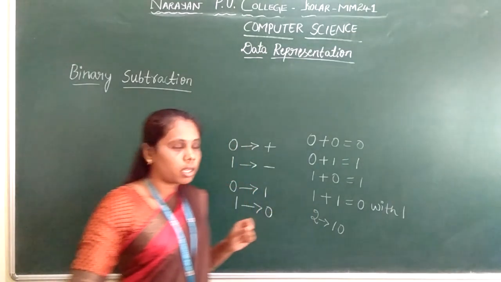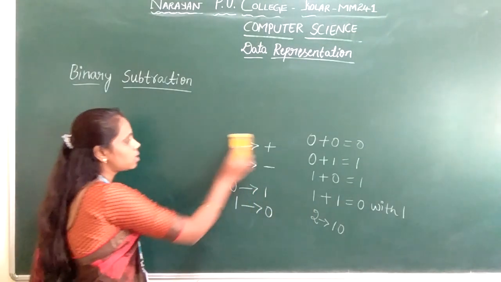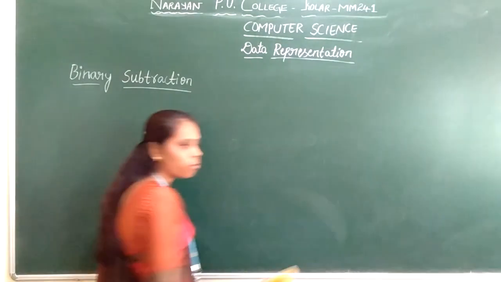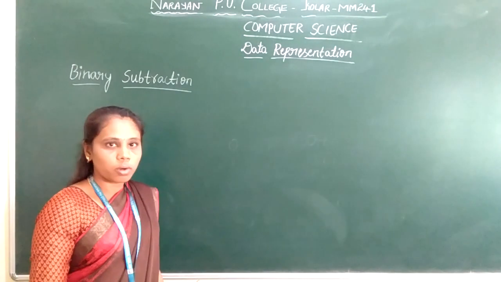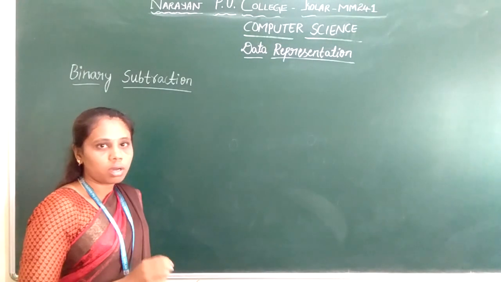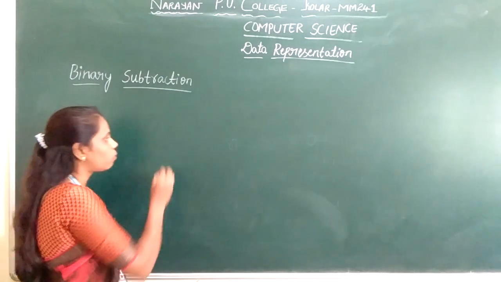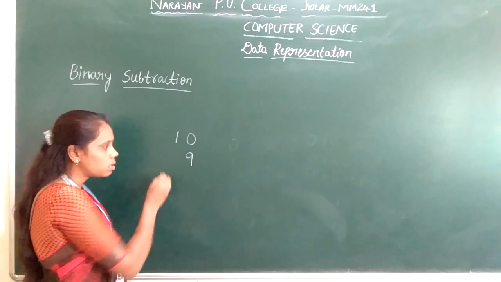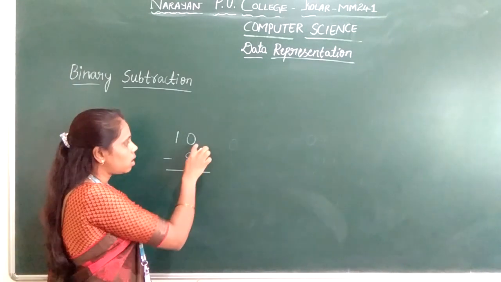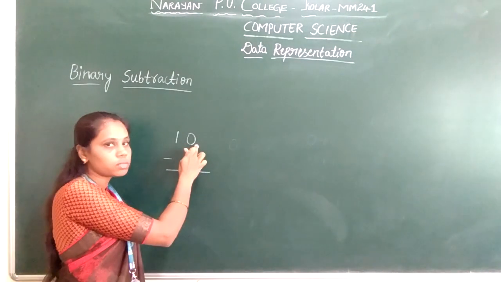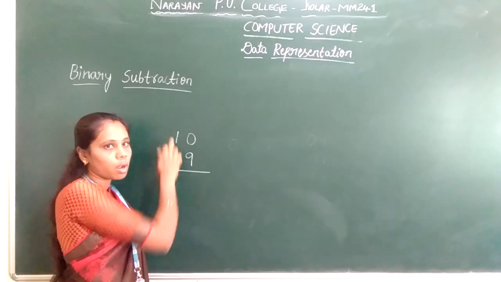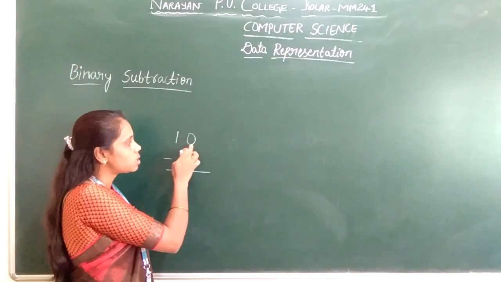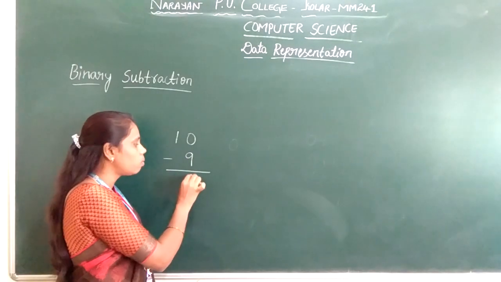Today we will see the next topic, that is binary subtraction. In binary subtraction we perform the same method as in the normal decimal system. In decimal, how do we perform 10 minus 9? We subtract from the larger number to the smaller number, or upper number to lower number. That is, 10 minus 9 becomes 1.